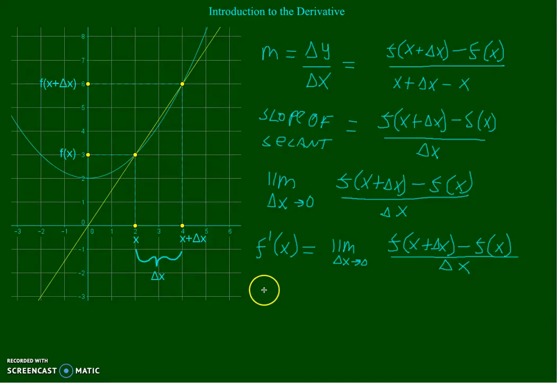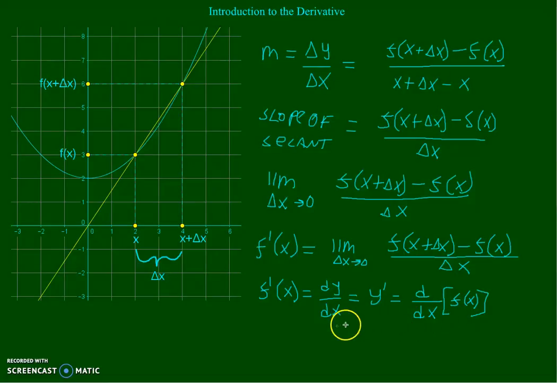Other ways to denote this beyond f prime of x is the derivative of y with respect to x, or y prime, or the derivative with respect to x of some function f of x. These are the most common ways that you'll see the first derivative denoted. And we're going to be using all of these throughout these discussions. So we'll get kind of used to seeing the different forms.